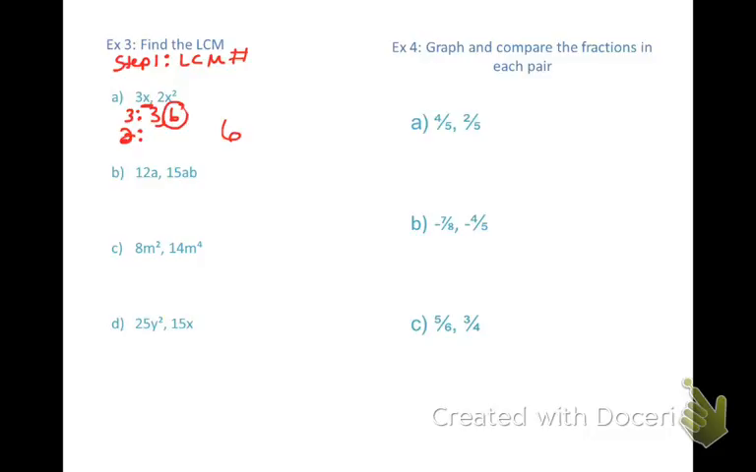Now we look at the variables. Let me choose a different color, maybe that will be easier. We have an X and X squared. So I'll put an X down there, but I have to choose my highest X. Well, X squared is my highest, so there's my answer.